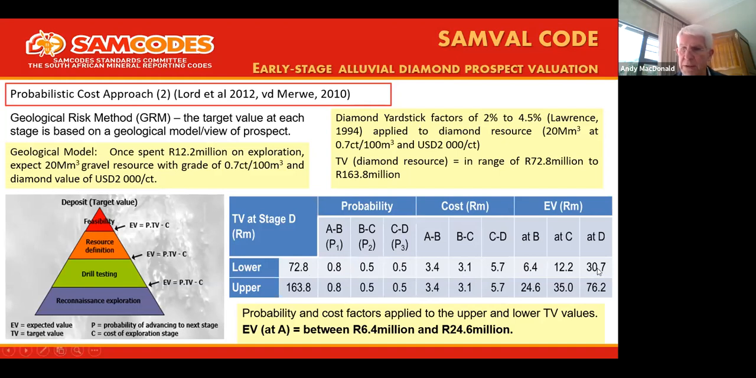Then we take the next one, so we take 30.7 times the probability of 0.5 less 3.1, and that gives us 12.2 at C, at the end conclusion of C, and doing it again. So then we apply 0.8 on 12.2 less 3.4 gives us a 6.4. So that's mechanistically how it's done. So applying these parameters onto these yardstick values, we then get a probability of the expected value at A, down here at reconnaissance exploration, between 6 and 24 million rand. I'm going through this quite quickly, and we can take a discussion afterwards, but this is just to show you the processes involved.